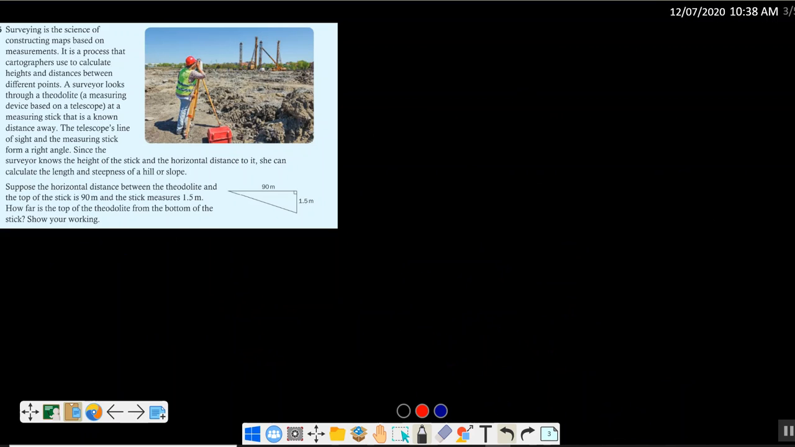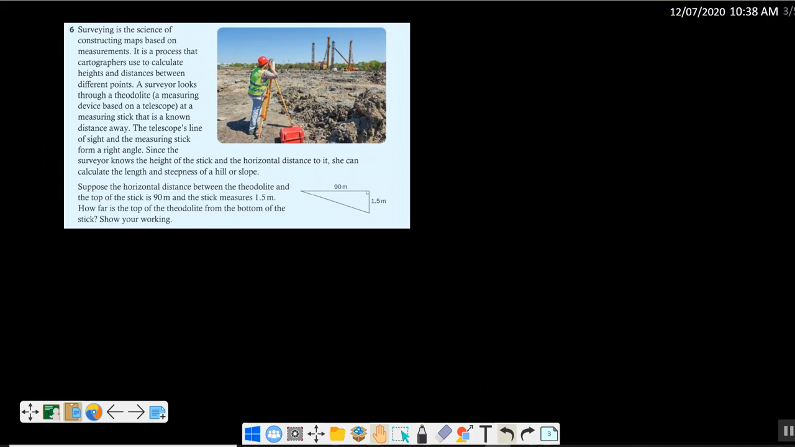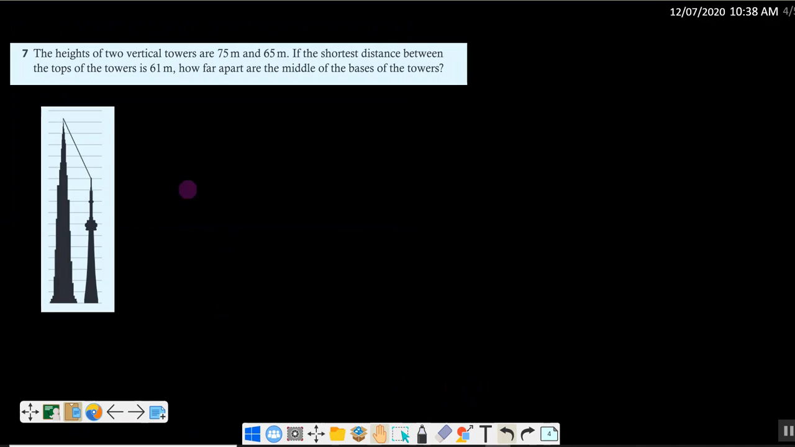Next one then. Okay? You've done it. Those that haven't, go for it. Now, this one, guys, can I just ask you? It says the heights of 2 vertical towers are 75 and 65. If the shortest distance between the tops is 61, how far apart are the middle of the bases of the towers?